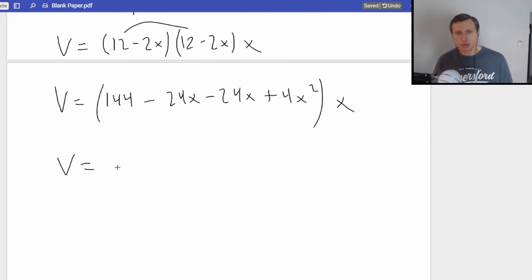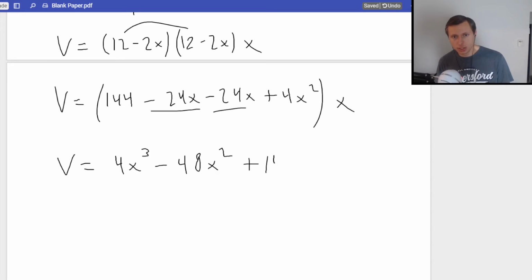So I'm going to get volume equals, I'm going to do two steps at once here. I'm going to multiply by x, and I'm going to rewrite it from highest order to lowest order. In other words, it's 4x cubed minus 24x and 24x combined to be negative 48x, so that's going to become negative 48x squared now. And then plus 144x. I did the algebra. I'm sure you guys could do that on your own too. But any questions so far?